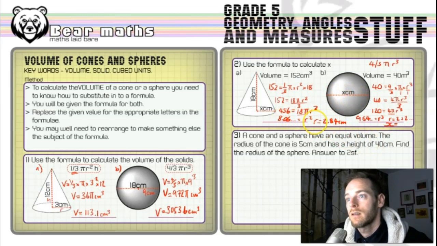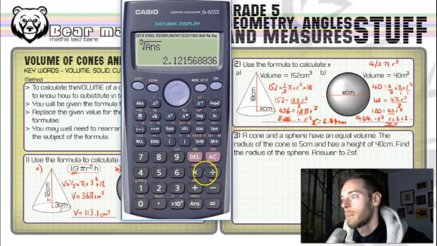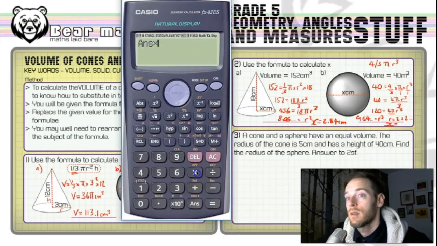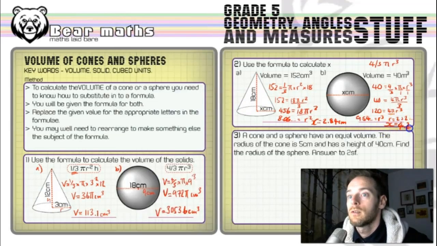I should have labeled that answer x as well in that first question, technically. All right, we just times that answer by 2 because diameter is double the radius. So 4.24 is what I'm going to round it to. 4.24, and that would be in centimetres.